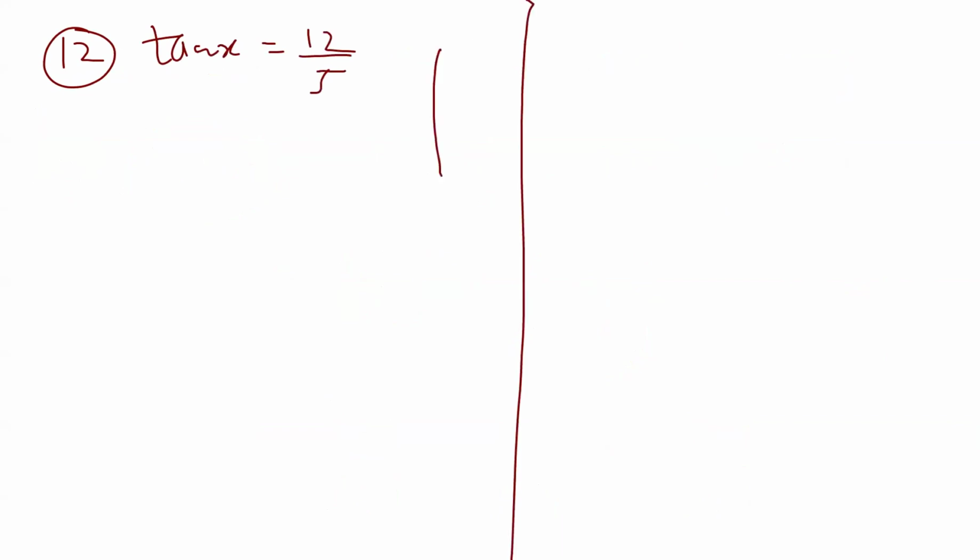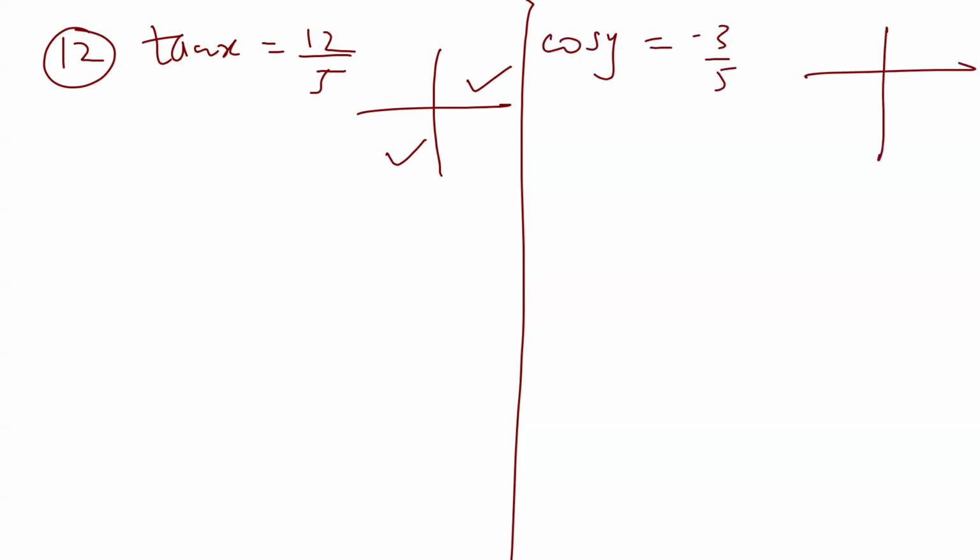Okay. Tan X is equal to 12 upon 5. X and Y are in the same quadrant. Now see guys, when we speak about X, tan is positive in first and third. Okay. Now cos Y is negative. So cos is negative in the second and third quadrant. And they are saying X and Y are in the same quadrant. So which is the common quadrant over here? That is quadrant number 3. So we have to restrict our solution only to quadrant number 3.